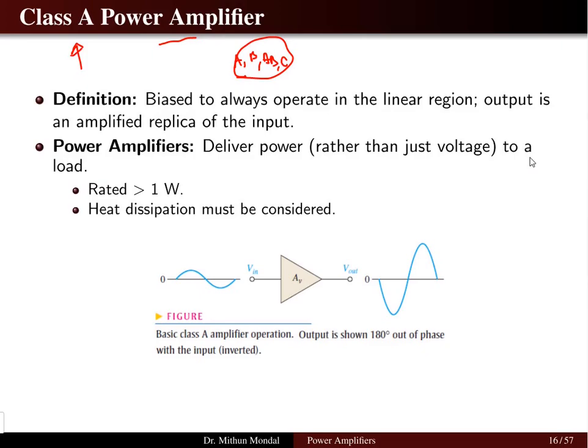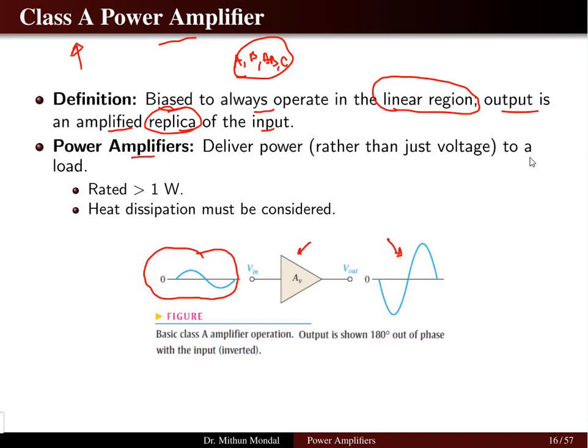So the definition goes like this: in the class A power amplifier, the biasing is always done to operate it in the linear region. The characteristic of this power amplifier is to operate only in the linear region, with the output being the amplified replica of the input. Whatever input we give to the power amplifier, the output we receive is just a replica of the input with certain amplification.